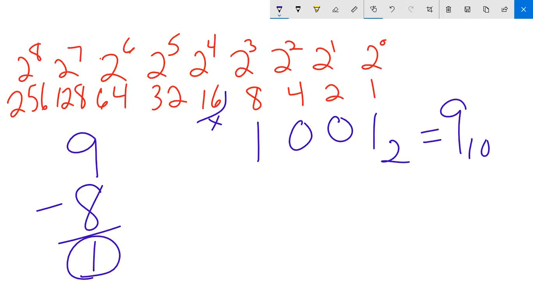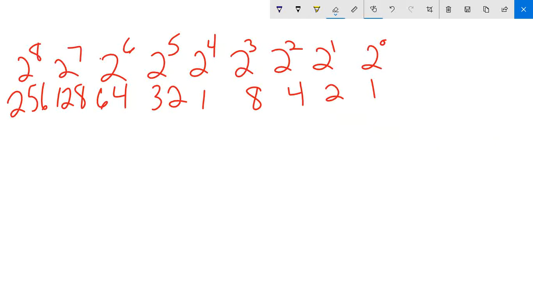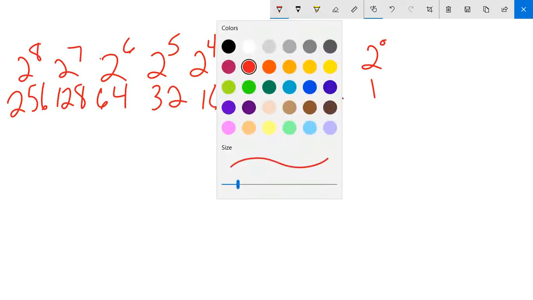Okay, the next one is another base 2 problem. So I'm going to use my eraser again here. I'm going to erase this. I just messed up one thing there. So I'm going to go back to my pen colors. I'm going to go red, and this was supposed to be a 16 there. So I fixed that. I'm going to go back to my pen colors and pick a blue.